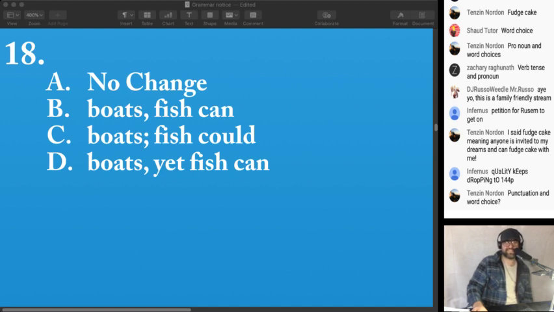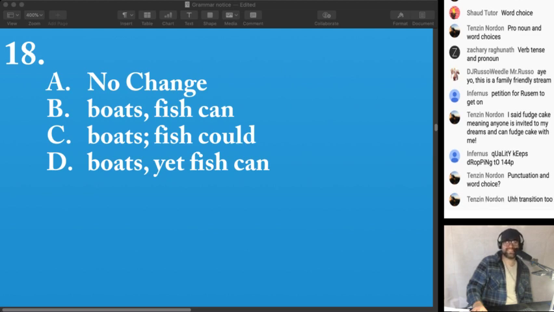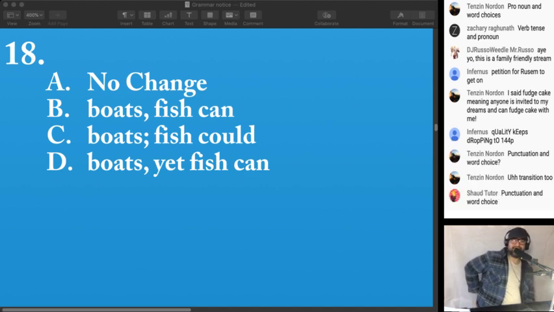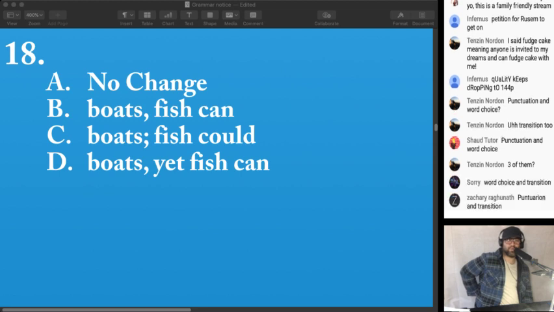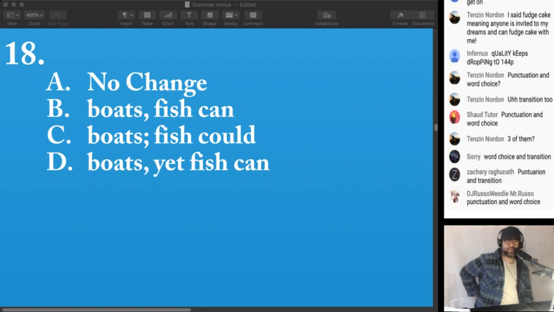Punctuation and word choice. Okay, so what word choice are you talking about? The fact that one has the word yet in it? Ah, right. So just look, what are the differences? Where are you guys getting word choice from? What word is changing? Is that word a category? Punctuation and transition. Okay, so I can understand punctuation and transition, but guys, no one caught this.